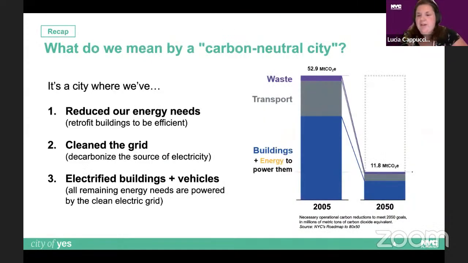So what do we mean by a carbon neutral city? It's a city in which we're focused on reducing operational carbon emissions in line with the goals of the Paris Agreement. So it's a city where we've reduced our overall energy needs. And to do this, we'll need to retrofit almost every single building in the city to become highly efficient to reduce wasted energy.